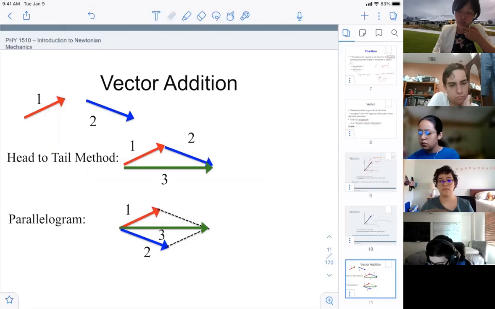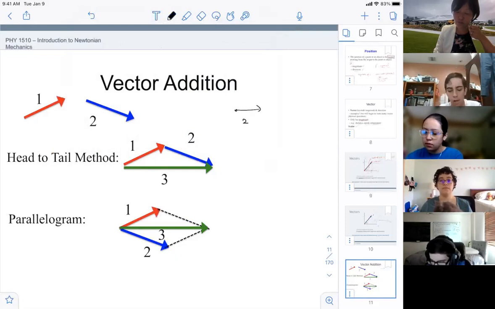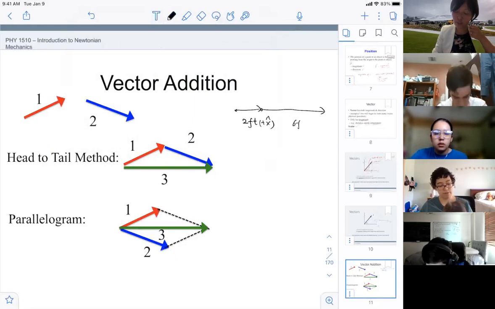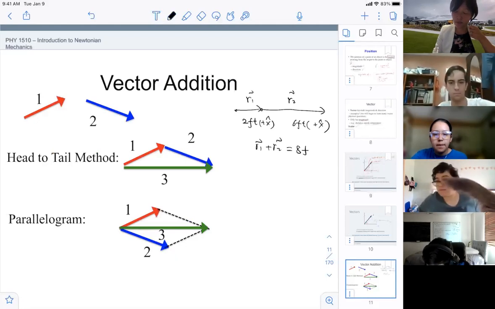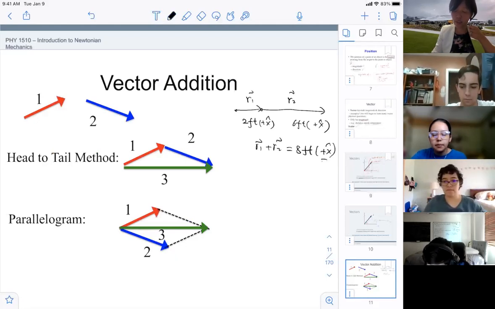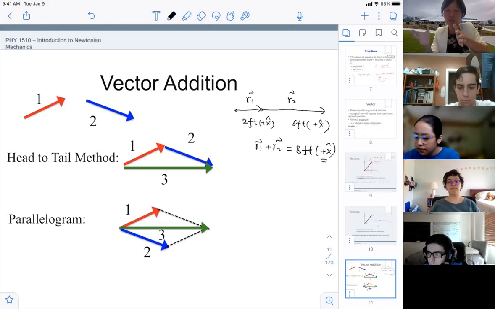When they're in the same direction, it's easy. Let's say I have two positions. My first position is 2 feet to the positive x direction, for example. And then I have another position, which is 6 feet to the positive x. And you ask, what is my total position? What is R1 plus R2? And you quickly get the answer: 2 and 6 is 8, and they're both pointing in the positive x direction. So when they're in the same direction, it's easy, right?